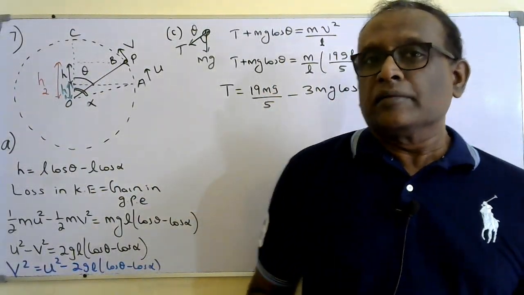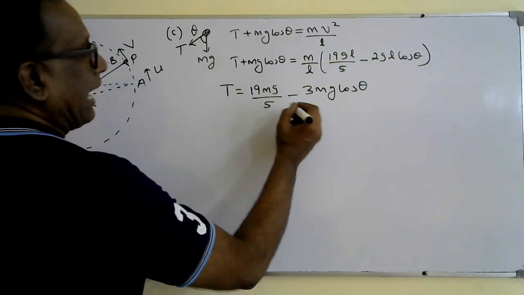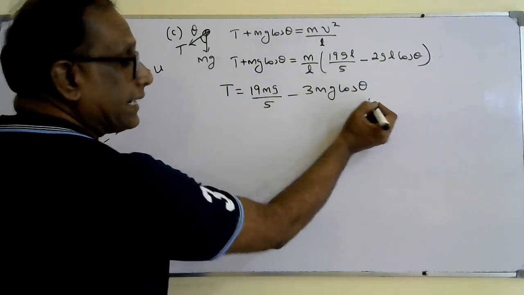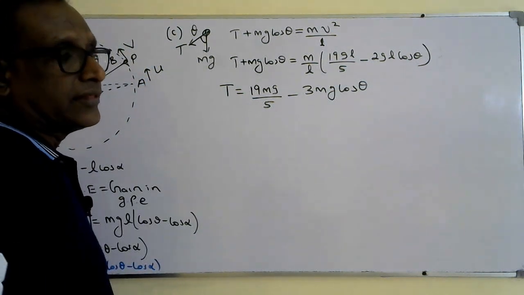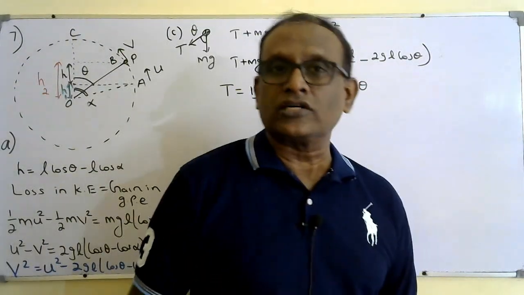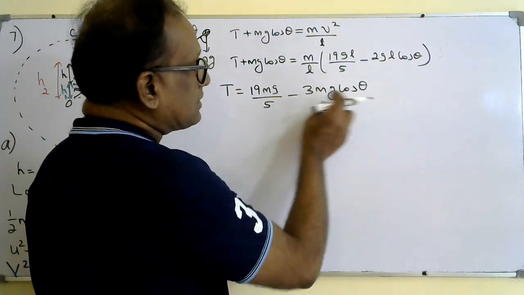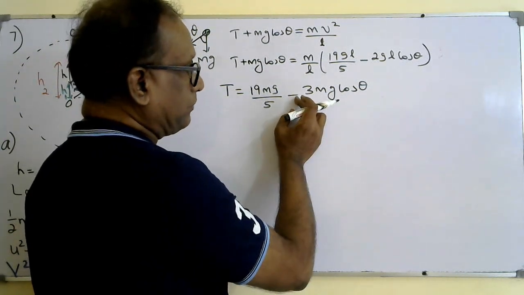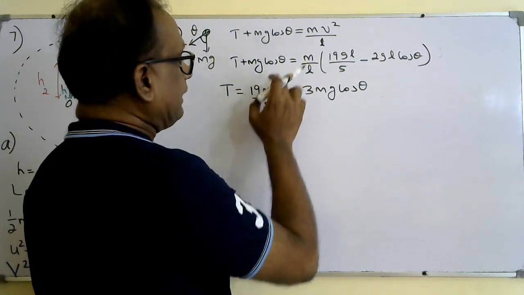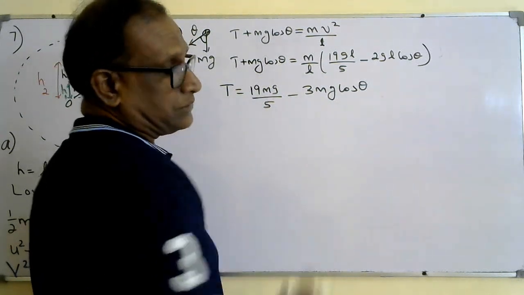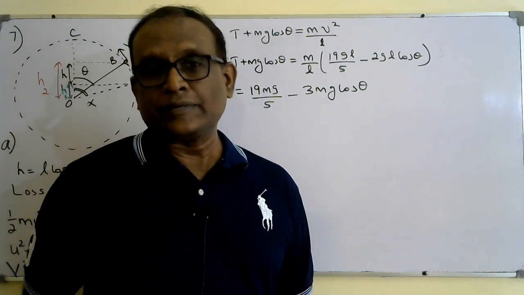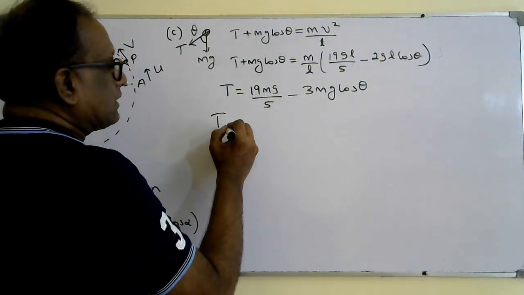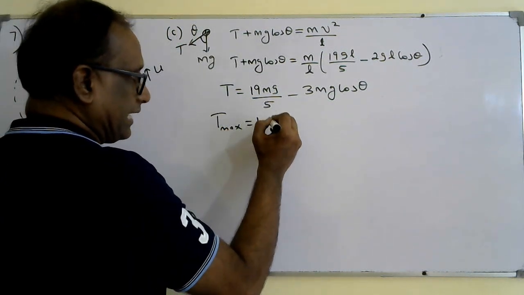So you know that maximum T occurs when cos theta becomes minus 1. You know that the range of cos theta is from minus 1 to plus 1. So when cos theta becomes minus 1, minus 3 mg into minus becomes plus. So the maximum T will be 19 mg over 5 plus 3 mg. They are saying the maximum tension is KT, so T max equals KT.